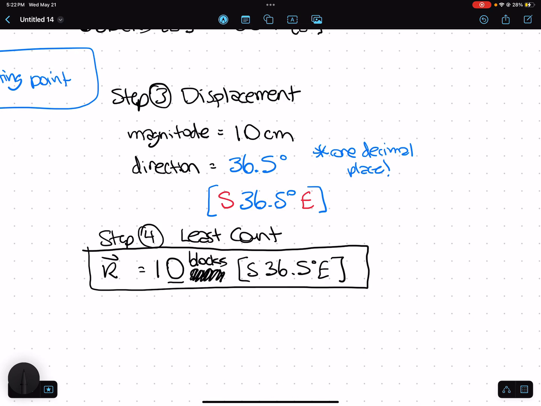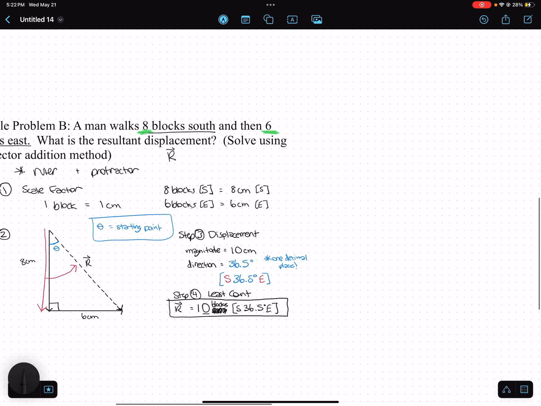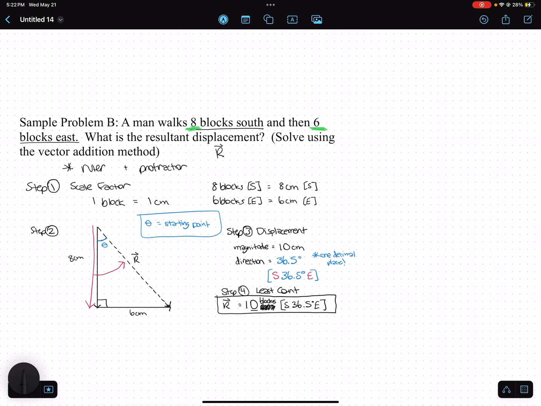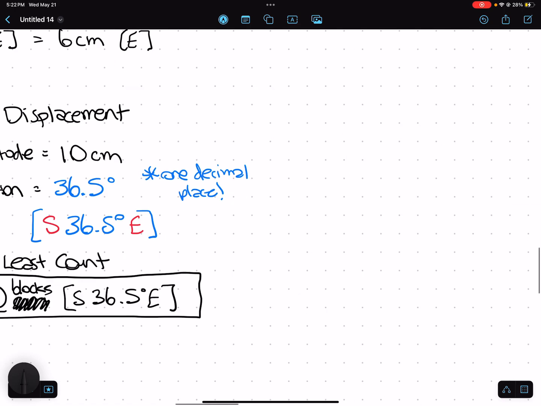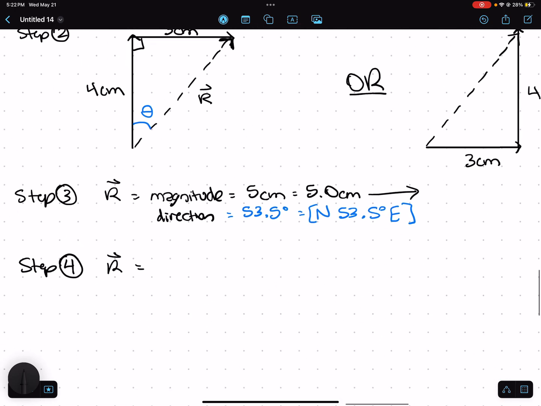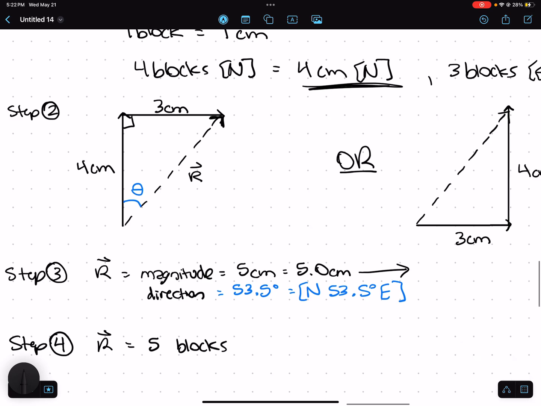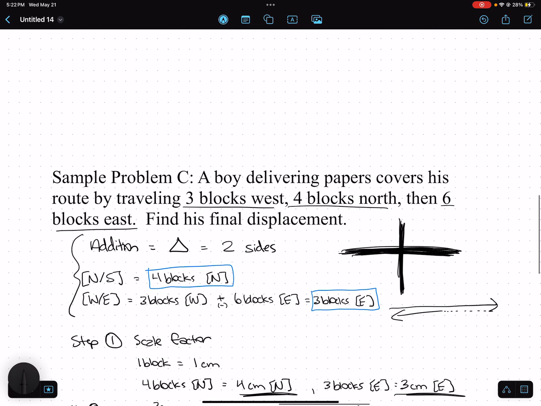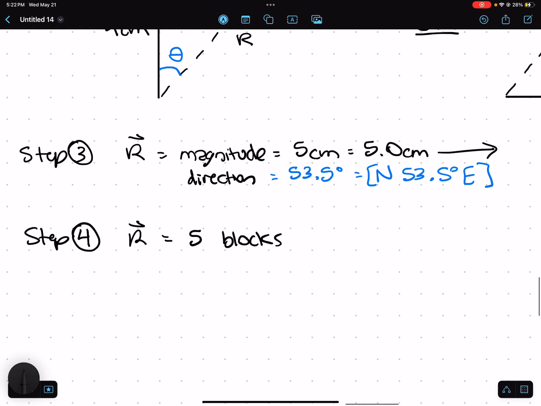We had 1 centimeter equals 1 block. Just make sure that your final answer has the unit from the question. So it should just be 10 blocks. So if I go back to our actual question, we convert that back to blocks. So we have 5 blocks. And we want to just make sure we have proper least count. If we look towards the question, we have accurate to the ones place. So my final answer is going to be accurate to the ones place. I'm at 5 blocks. That is accurate to the ones, so I'm all good to go.